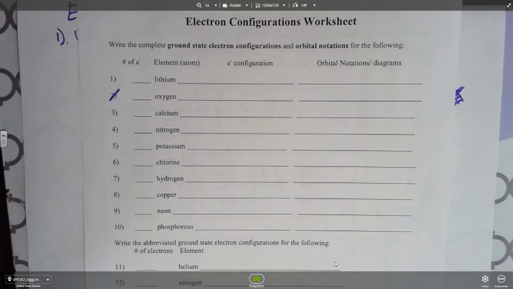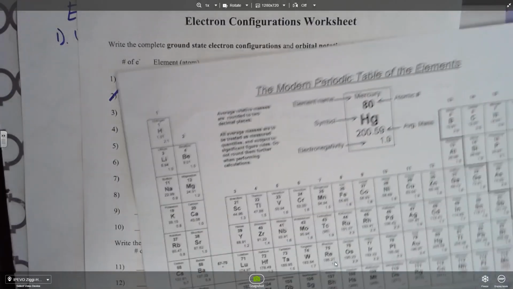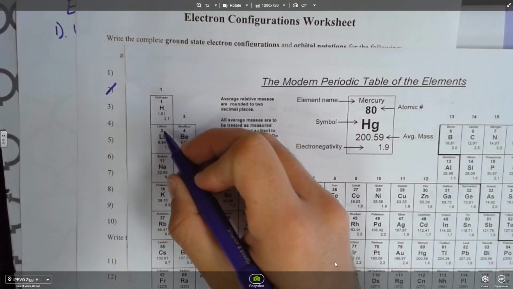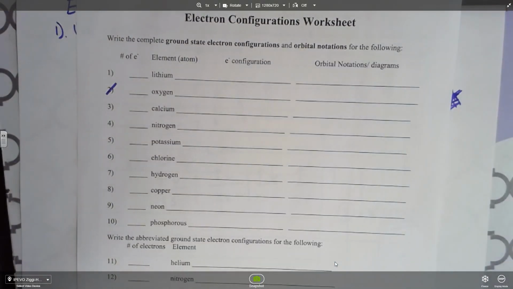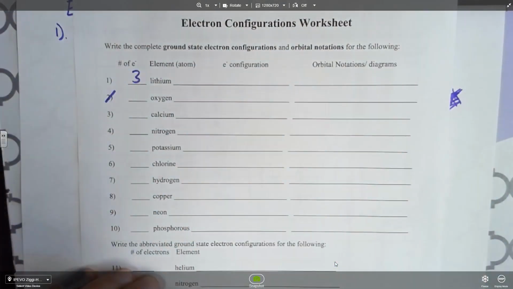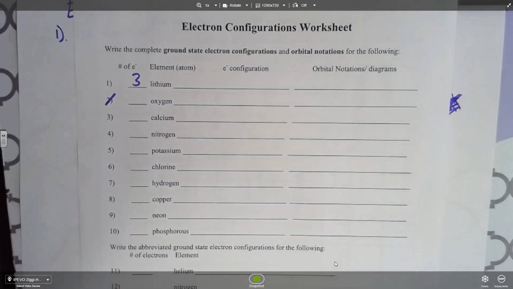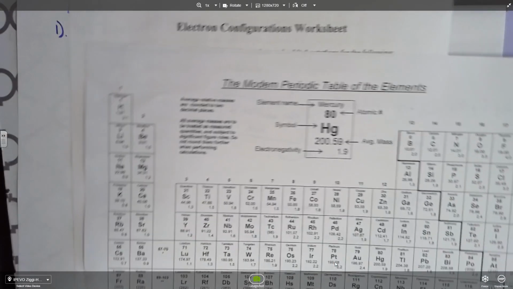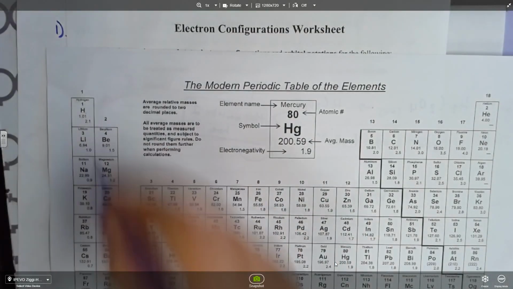So for lithium, and it helps when you're practicing this to actually have a periodic table. Okay, so lithium has 3 as its atomic number, so it has 3 electrons. All right, so lithium is the 3rd element in the periodic table. Okay, it is right here.